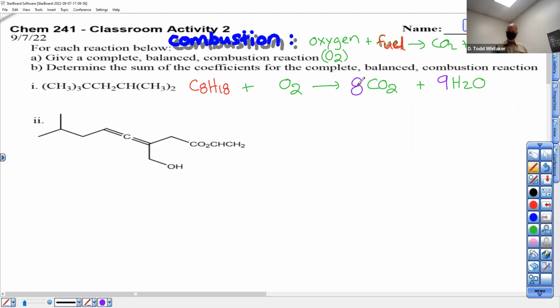Now you've committed to both of those oxygens. It's time to count them up. So just to be clear, I'm counting oxygens within 8 molecules of CO2. How many oxygen atoms are there? 16. In 9 molecules of water, how many oxygen atoms are there? Good.